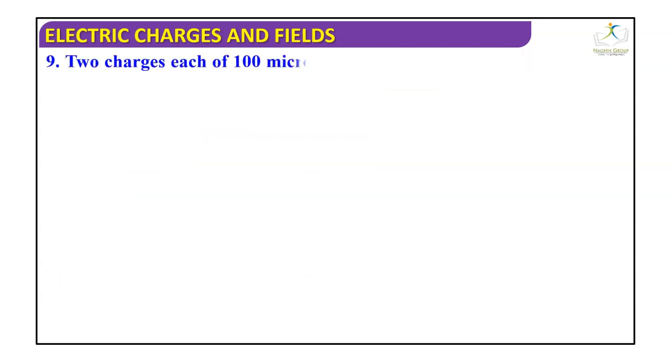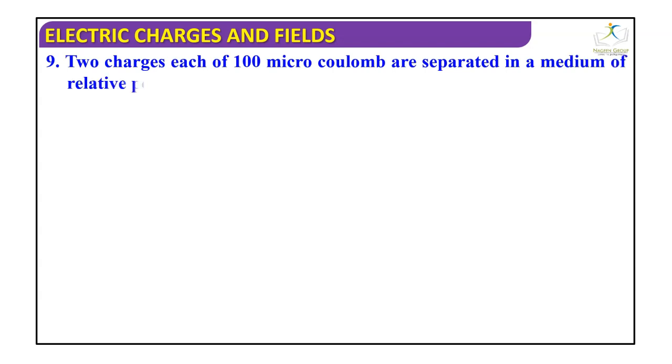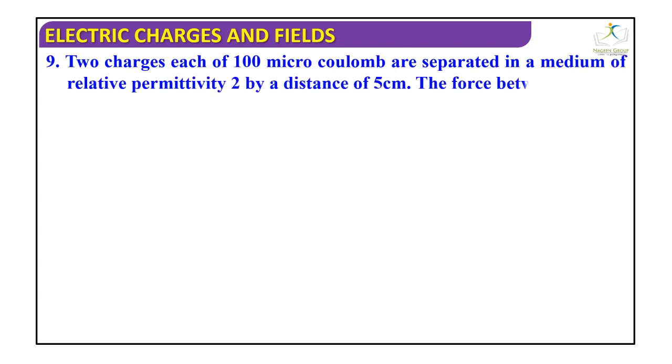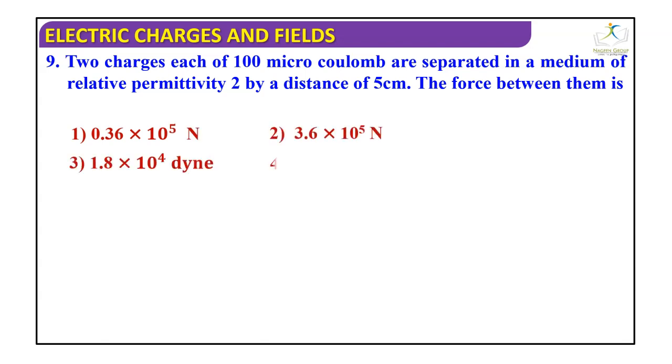Next, we have two charges, each of 100 microcoulomb, separated in a medium of relative permittivity 2 by a distance of 5 centimeter. The force between them is, we have these options. Solve this problem and then match it with the solution.